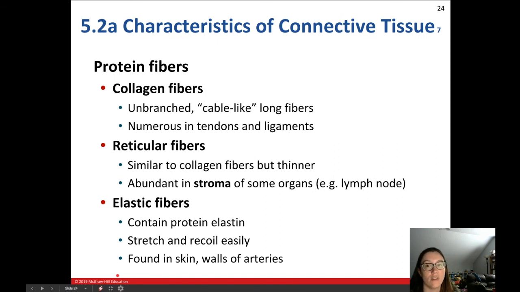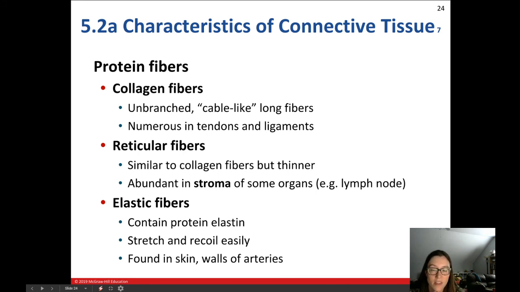Once again, as a review, there are three different types of protein fibers. The collagen fibers are the first one. I think of collagen fiber as kind of like rope. It is flexible and strong, but it does not stretch. We find this a lot in tendons and ligaments, so it binds things together like rope.